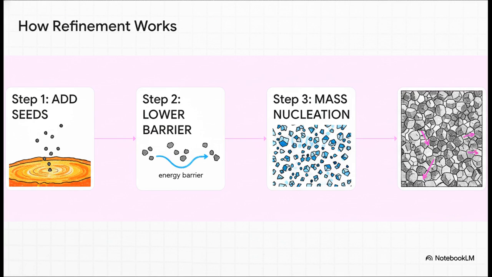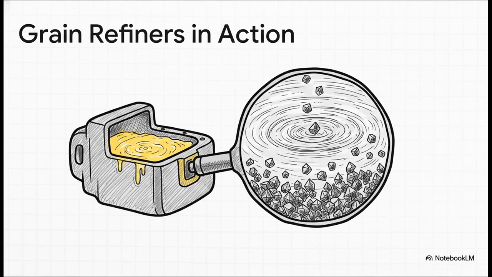This sets off a chain reaction, causing millions of crystals to pop into existence all at once. And because there are so many of them, they immediately start bumping into each other, which stops them from growing too big. What you're left with is a dense forest of small, strong grains. And this is not just some textbook theory. This happens every single day in the real world.